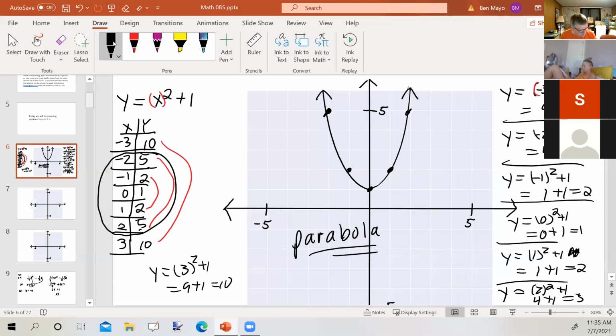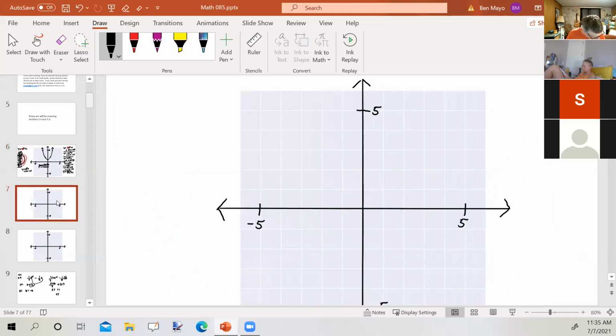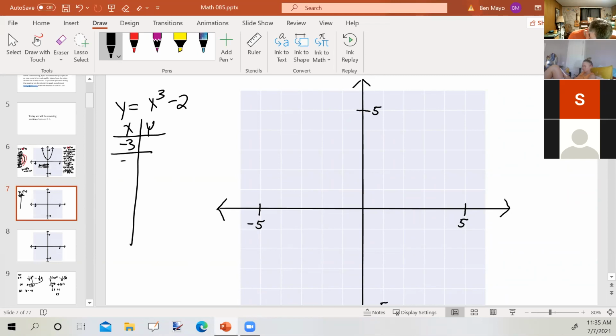All right, I'm going to take a look at one more graph. So we'll do that now. Let's take a look at the graph of y equals x cubed minus 2. So again, I'm going to make a table going from -3 to +3.